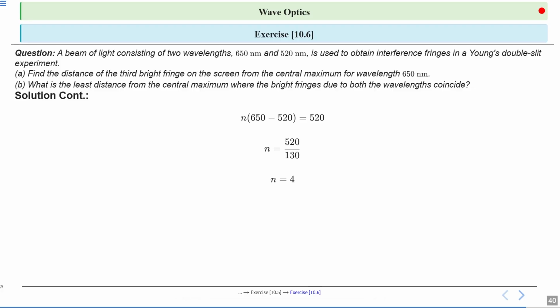So the nth bright fringe due to lambda 1 is coinciding with the n plus 1th bright fringe of lambda 2. Means the 4th bright fringe of lambda 1 is coinciding with the 5th bright fringe of lambda 2. So this tells us that the 4th order of the 650 nanometer wavelength will coincide with the 5th order of the 520 nanometer wavelength. So we conclude that the 4th maxima of the 650 nanometer wavelength and the 5th maxima of the 520 nanometer wavelength coincide. This result shows us how different wavelengths can align at specific points on the screen.